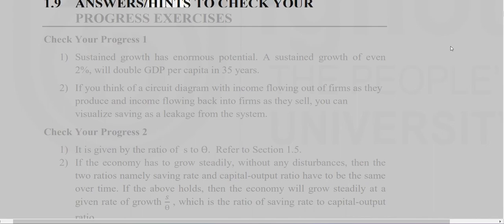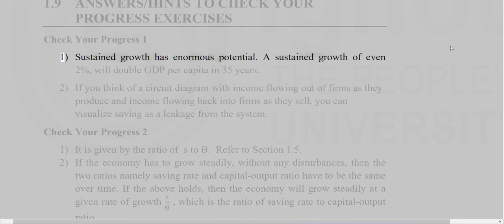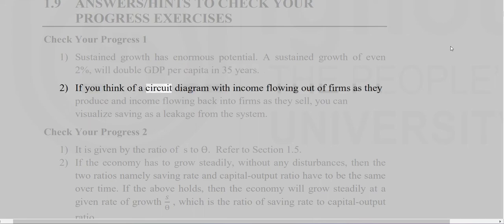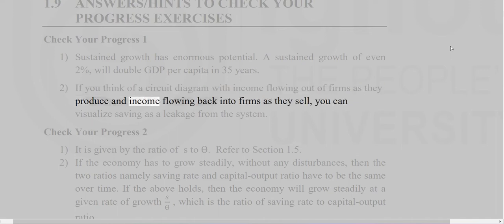1.9 Answers/hints to check your progress exercises. Check your progress 1. 1. Sustained growth has enormous potential. A sustained growth of even 2% will double GDP per capita in 35 years. 2. If you think of a circuit diagram with income flowing out of firms as they produce and income flowing back into firms as they sell, you can visualize saving as a leakage from the system.